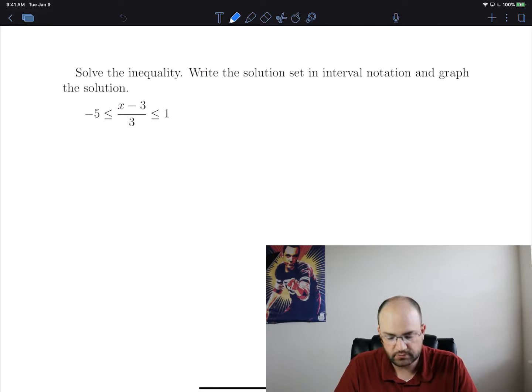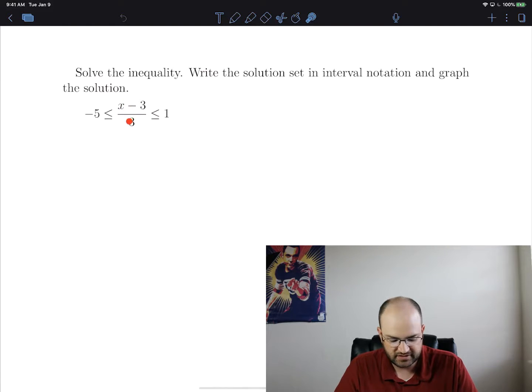In this example, again, we're going to solve the inequality, write the solution set in interval notation, and graph the solution. Okay, so for here, -5 less than or equal to (x minus 3) all over 3 less than or equal to 1. Well, again, we want to get the x by itself in the middle, but weirdness is happening in here.